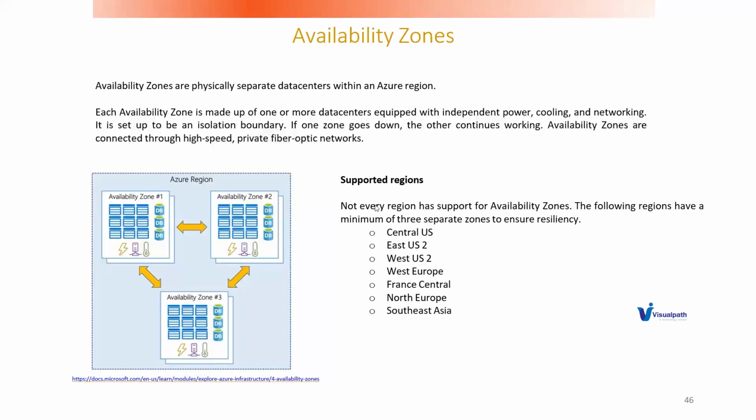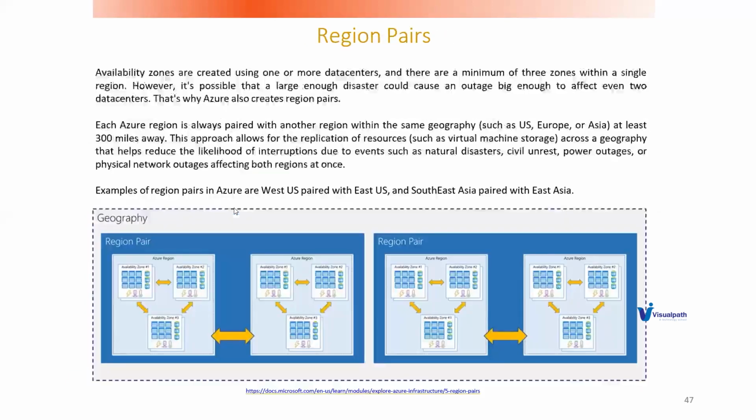Not every region has support for availability zones. The following regions have a minimum of three separate zones. Central US and Southeast Asia and all these particular regions have more than 2 availability zones. So you have the geography, and within the geography you're going to have the regions, and within the regions you're going to have these availability zones. See here, availability zones are created with one or more data centers, and there is a minimum of 3 zones within a single region.